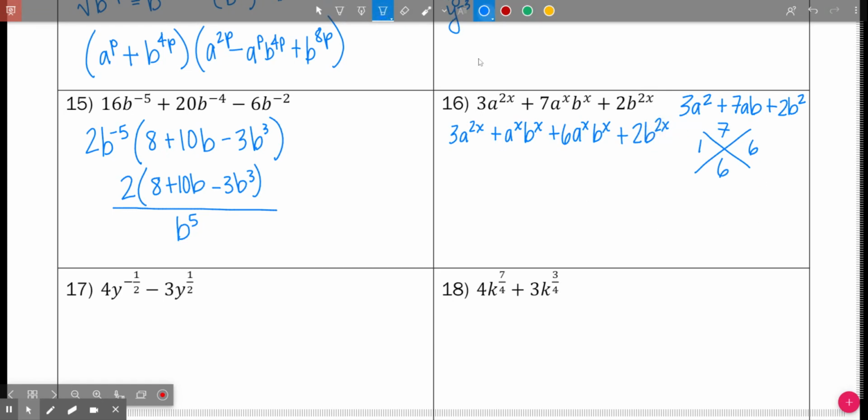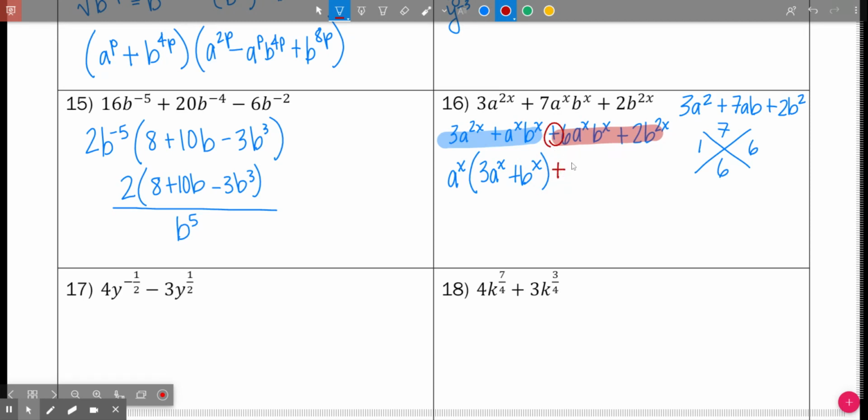So I'm going to group my first two terms together and my last two terms together. I have an a to the x in common. So this is 3. 2x minus x is just x. A to the x, b to the x over a to the x is just b to the x. Carry my middle sign through.